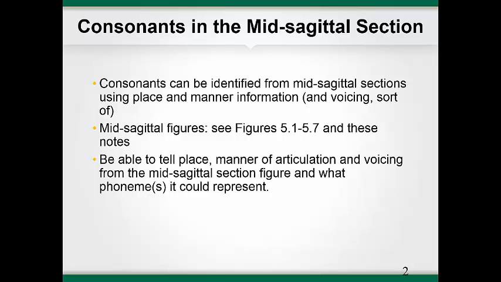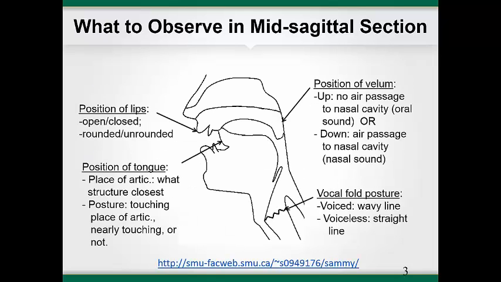The mid-sagittal section provides information about the place of articulation and manner of articulation of consonants. Voicing is indicated by showing the status of the vocal folds. For the exam, you should be able to identify place of articulation, manner of articulation, and voicing from the mid-sagittal section figures. There are only two English phonemes that cannot be distinguished from one another from these figures.